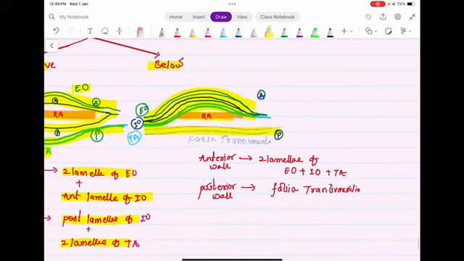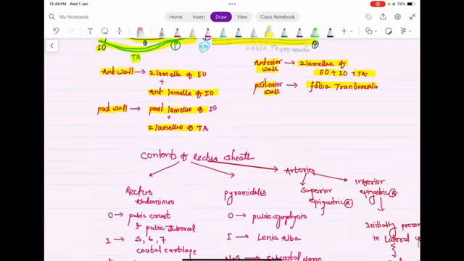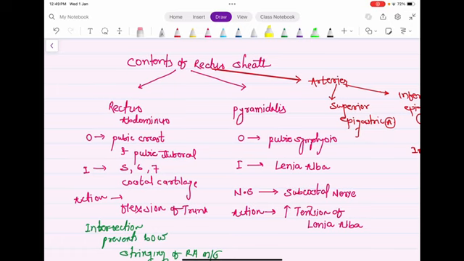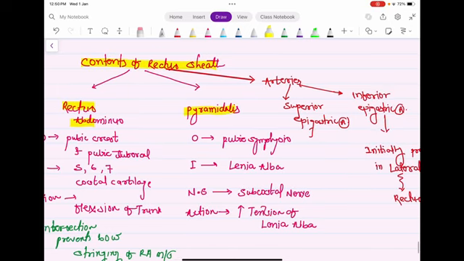Now the anterior wall of the rectus sheath below the arcuate line is formed by both lamellae of the external oblique, internal oblique and transverse abdominis, and the posterior wall is formed by the fascia transversalis. Okay, now coming to the contents of the rectus sheath. The contents of the rectus sheath are rectus abdominis, pyramidalis and arteries.